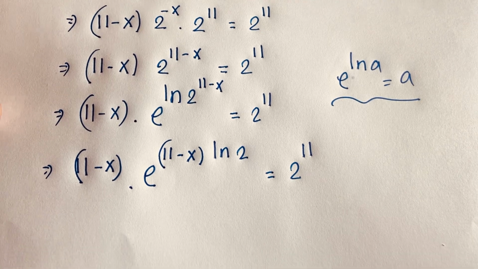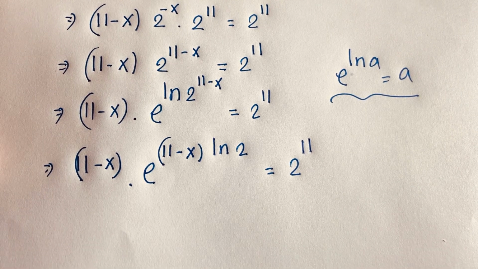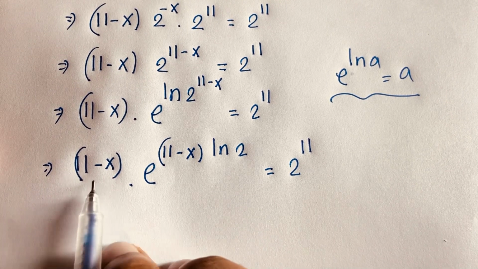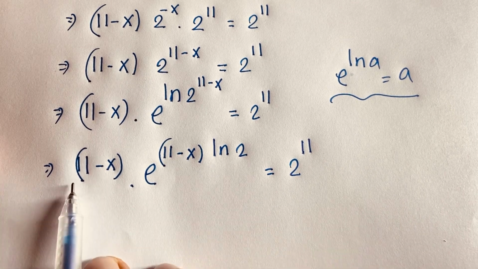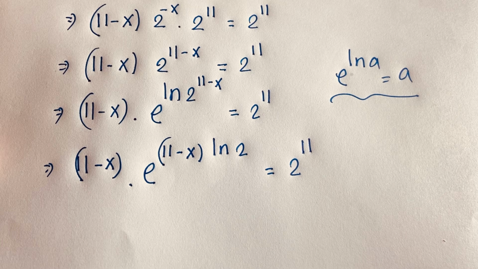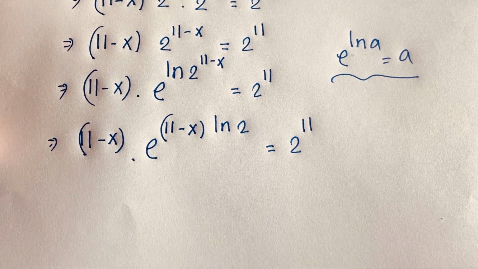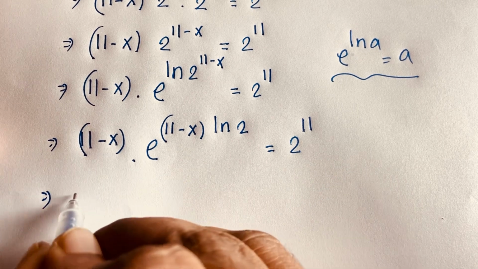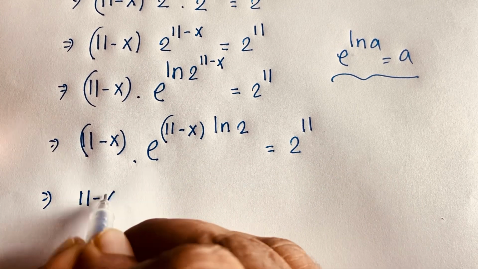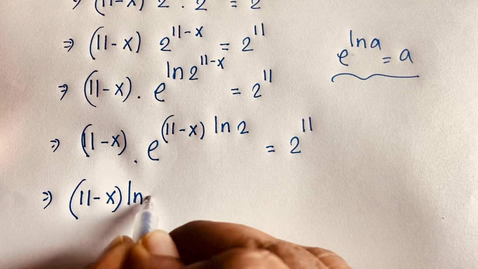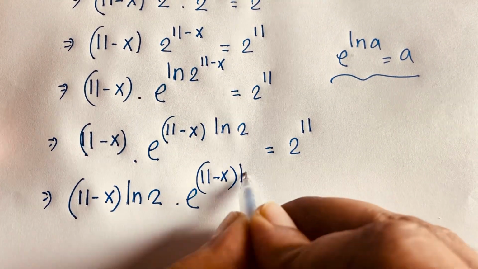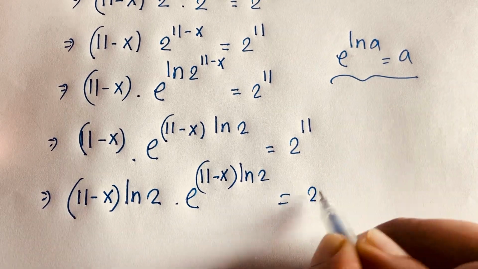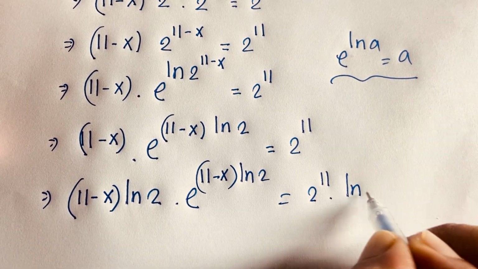But look, if I want to use the Lambert W function, we know that this value and this value must be the same, but here is ln 2, here is no ln 2, so I multiply both sides again by ln 2. So it will be, I can see easily, 11 minus x times ln 2, and e to the power 11 minus x ln 2 is equal to 2 to the power 11, and here is ln 2.